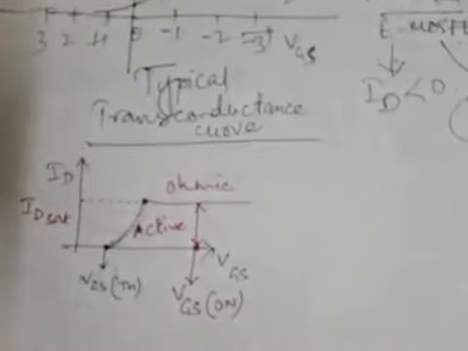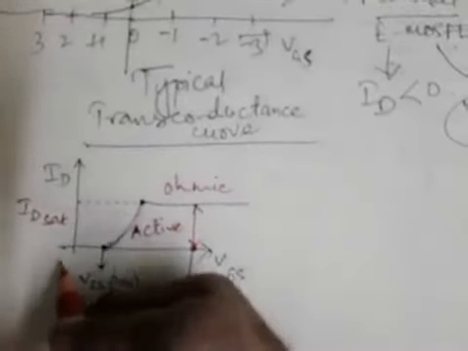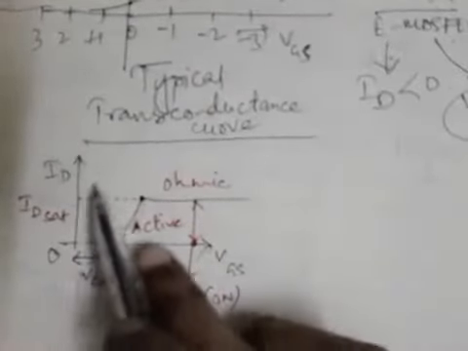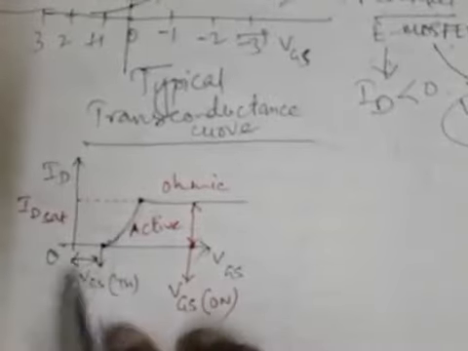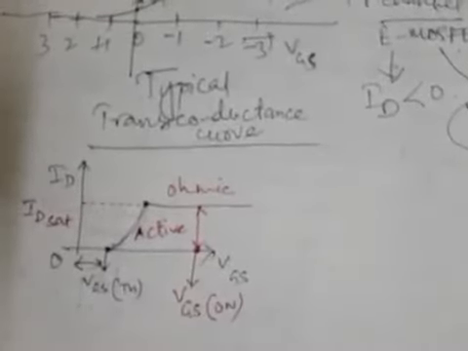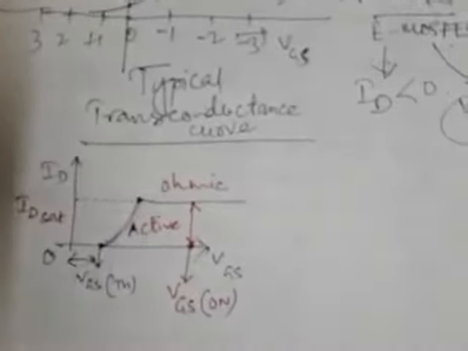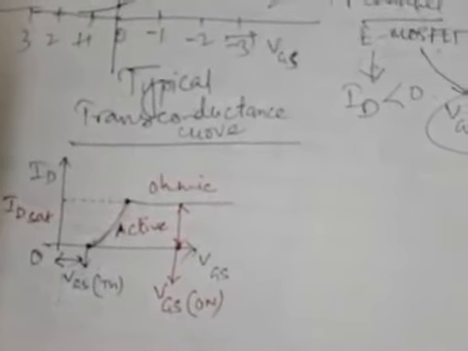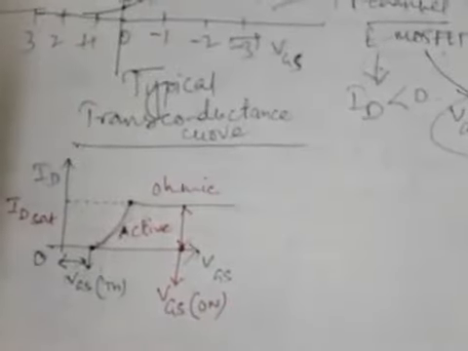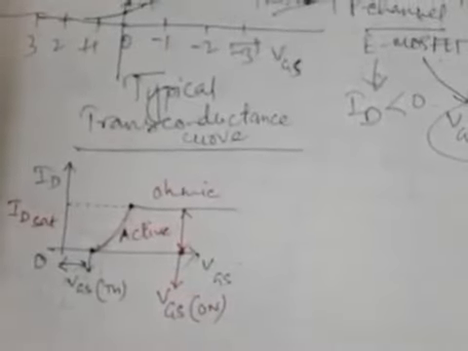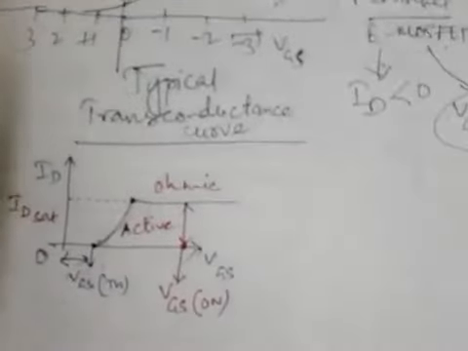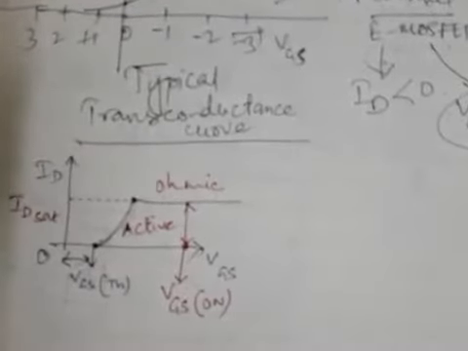Okay, and from 0 up to this VGS threshold, you can see there is no curve at all. That means below this threshold value of VGS, there will be no conduction by the device, and the channel will not be conducive for conduction, because you have not yet applied the minimum threshold value required for conduction.